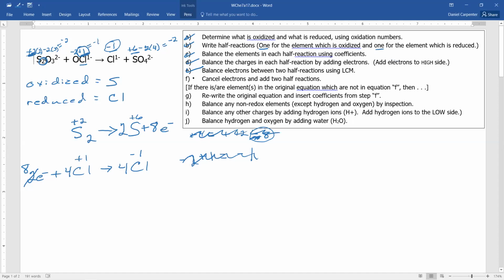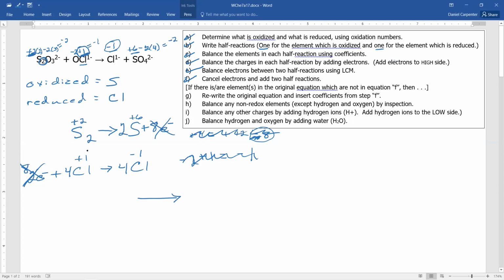Now, questions? You good with that? Technically, we have to multiply this by 1. So 1 times 8 is 8, 1 times 2 is 2, and 1 times 1 is 1. Only the coefficients get multiplied through, not the subscripts. Cancel the electrons and add the two half reactions. So we're done with these. We have 8 given, 8 taken. That's good news. So add the two half reactions.